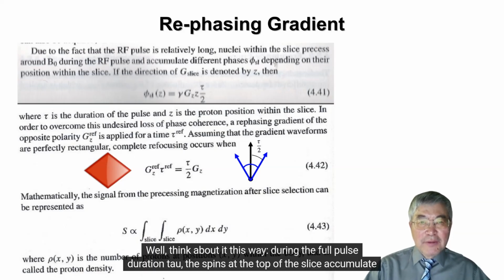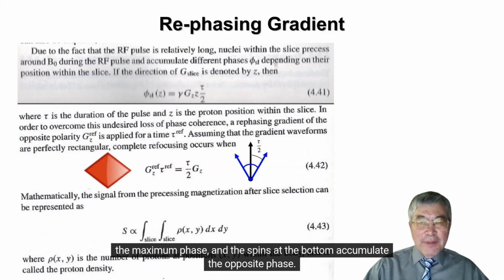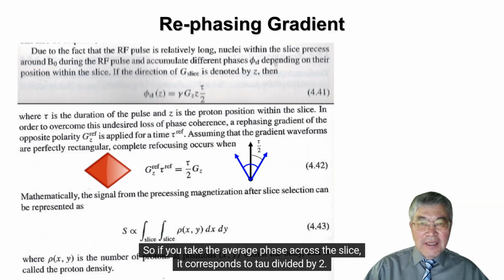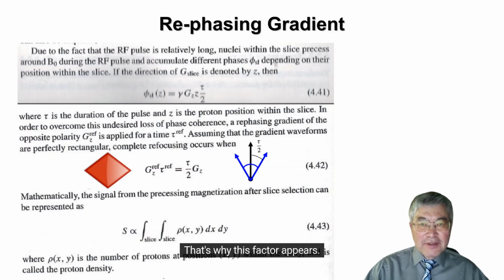Well, think about it this way. During the full pulse duration tau, the spins at the top of the slice accumulate the maximum phase, and the spins at the bottom accumulate the opposite phase. The middle spins are only halfway through, so if you take the average phase across the slice, it corresponds to tau divided by 2. That's why this factor appears.